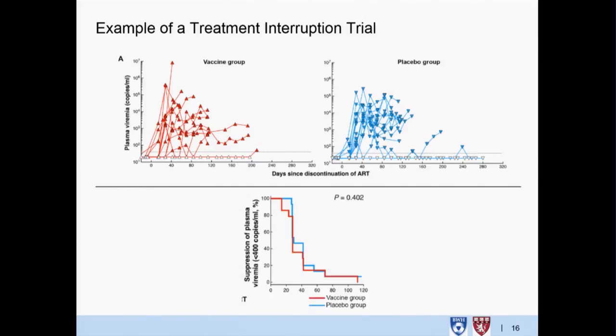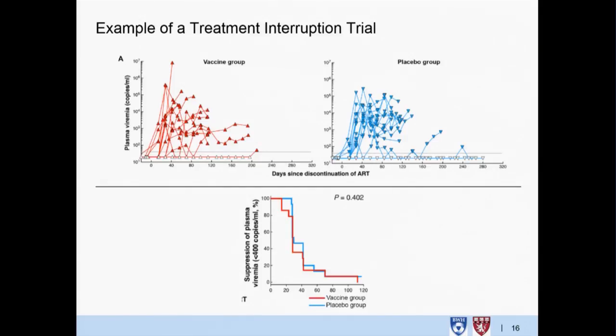So you can see in this case, unfortunately, the vaccine, while in prior trials it showed that it could boost the immune response, here, only with the treatment interruption trial could you see that it actually did not have a significant effect in terms of delaying viral rebound and leading to HIV remission, right?